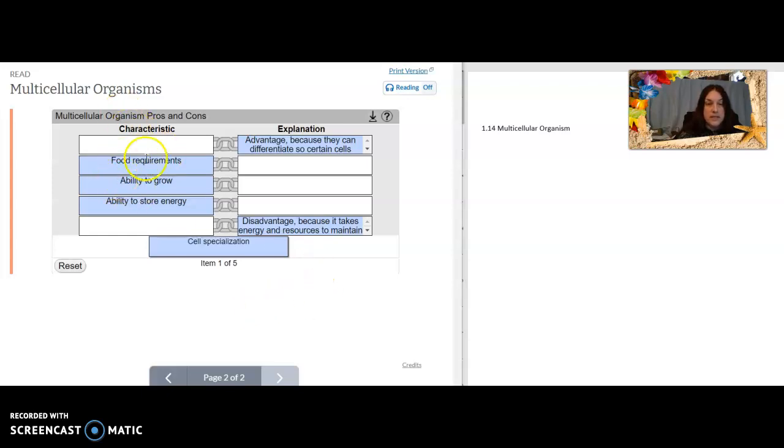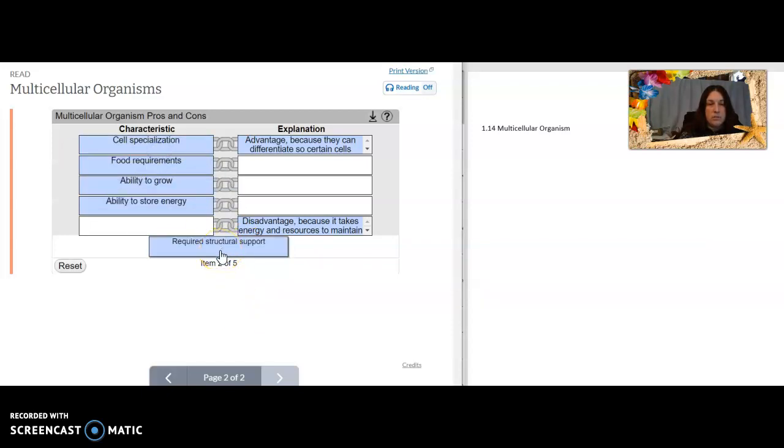So we have characteristics and explanation. So here's a short one, so it's a characteristic. We have cell specialization. Is that an advantage because they can differentiate, so certain cells perform specific functions? Or is cell specialization a disadvantage because it takes energy and resources to maintain structure? All right, so hit pause, decide which one you would put it.